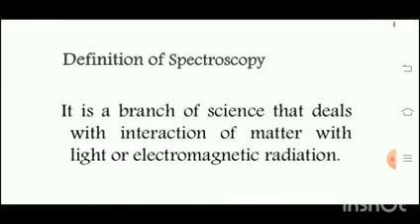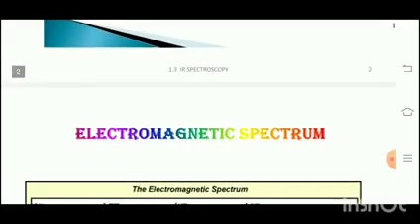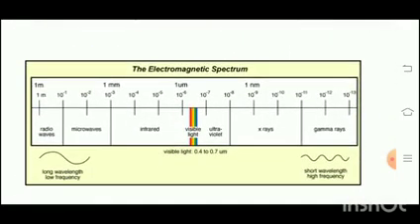Before entering into the topic, what is spectroscopy? The definition of spectroscopy is that it is a branch of science that deals with the interaction of matter with light or electromagnetic radiation. When various electromagnetic radiation falls onto matter, the substrates or samples will react based on the energy received from the source. So this is the electromagnetic spectrum.